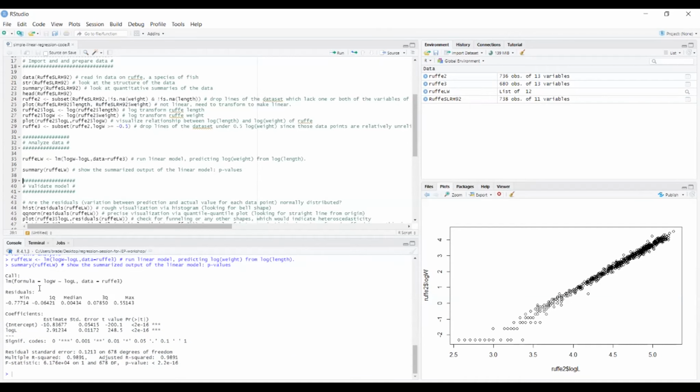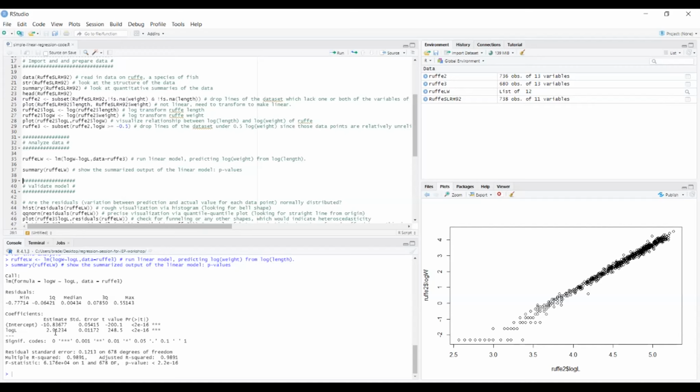We can see the call, we can see the residuals, which we'll interrogate shortly. The coefficients, which are the nuts and bolts of the model itself. The estimate for the intercept is beta naught, or B, depending on which version of the equation from a few slides ago you're preferring to think of. And the estimate for log of length is the coefficient associated with our predictor variable.